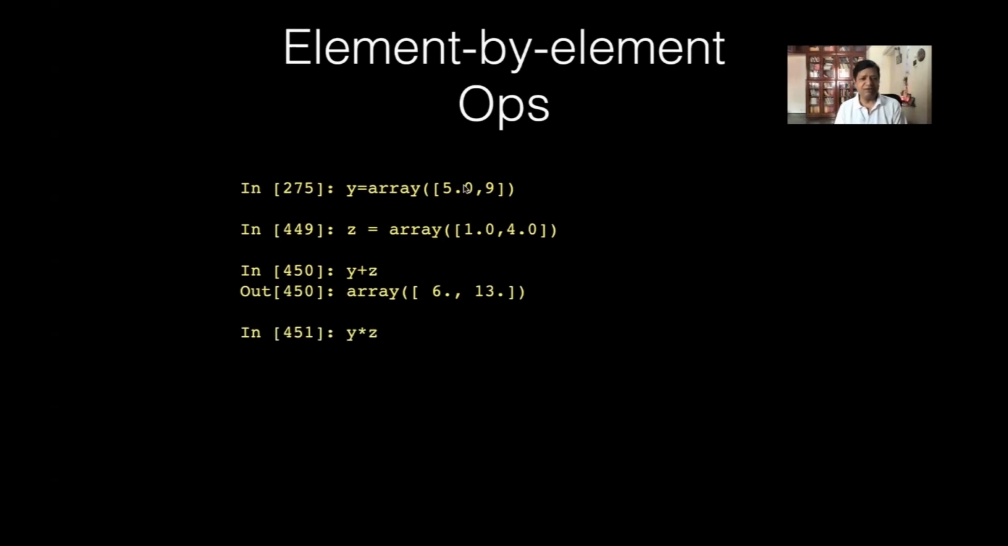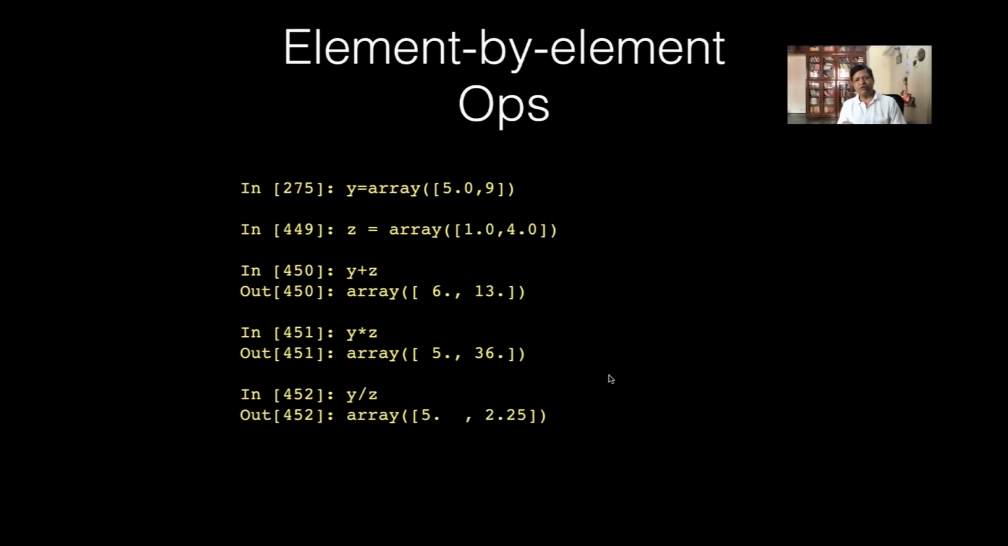I can multiply. It will do element by element multiplication: 5 times 1 is 5, 9 times 4 is 36, so 5, 36. Division works the same way. This is very convenient. You don't need a for loop; you can simply do plus or star with z. That is the beauty of Python. You can do things in one line rather than doing a loop and worrying about indices. It's just so fast. I'm going to show you at the end of the class why this operation is preferred. It is faster than doing it via a loop.